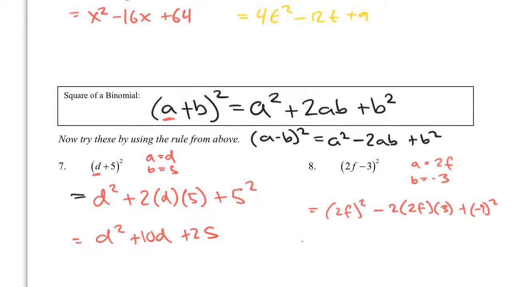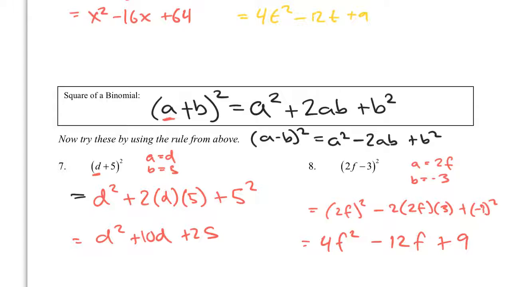And then when we simplify this, we get 2f squared, 2 squared is 4, f squared, minus, here I get 2 times 2 times 3. That's 4 times 3 is 12, and then 2f, plus negative 3 squared is 9. 4f squared minus 12f plus 9.